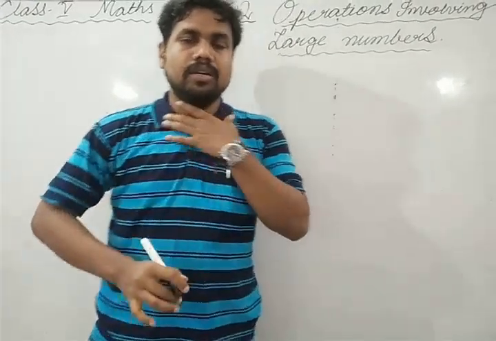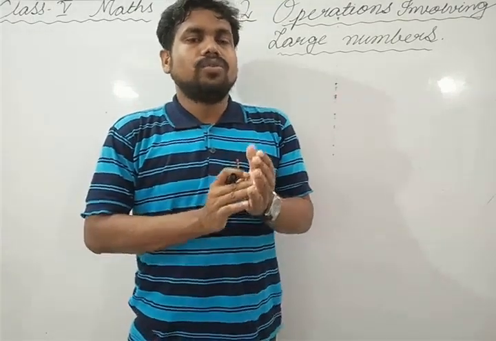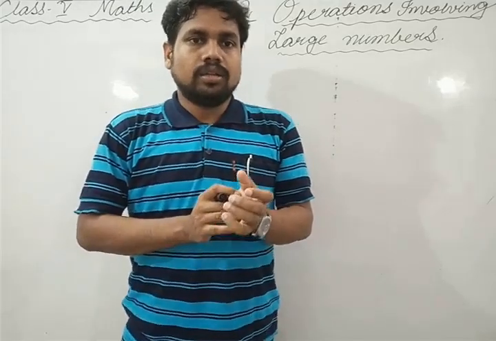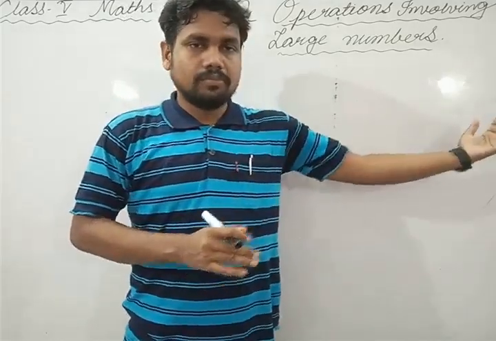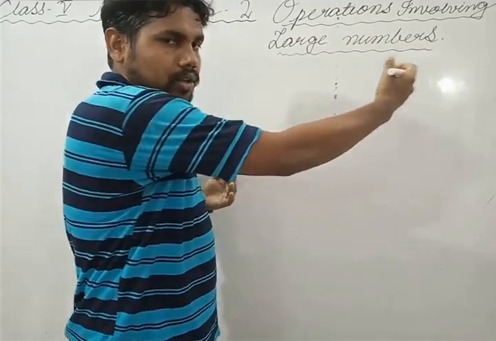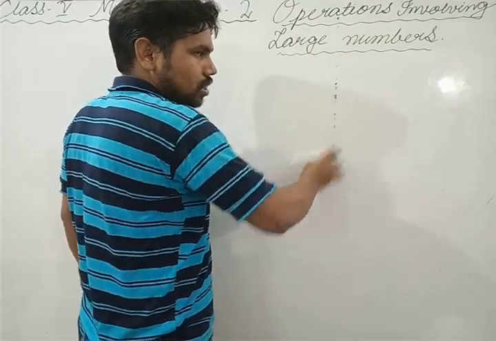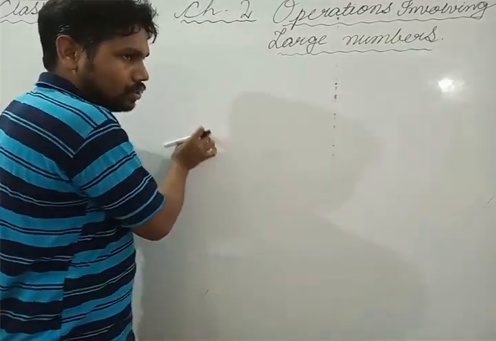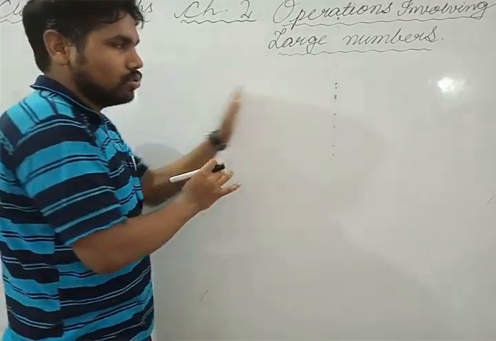First, starting with the addition of numbers. What is the rule for adding numbers? We add the numbers according to the place value chart, the places of the numbers. We start from the right side, from the ones period. First we write the numbers of the ones period, then tens, hundreds, thousands, ten thousands, lakhs, ten lakhs, crore, ten crore. Likewise it goes on.